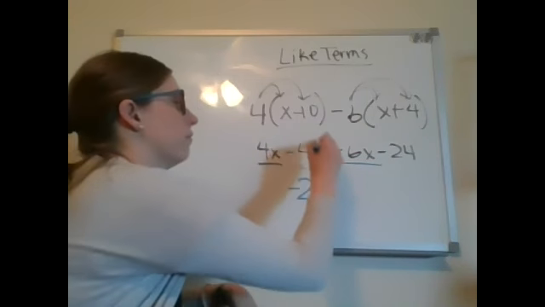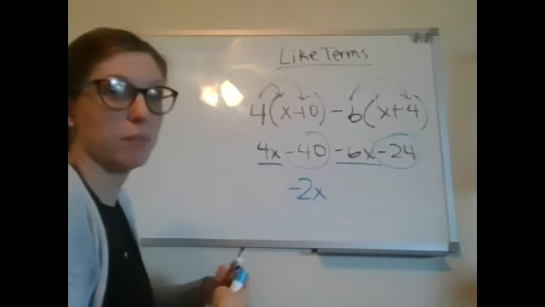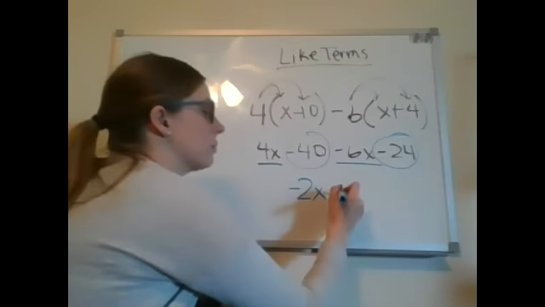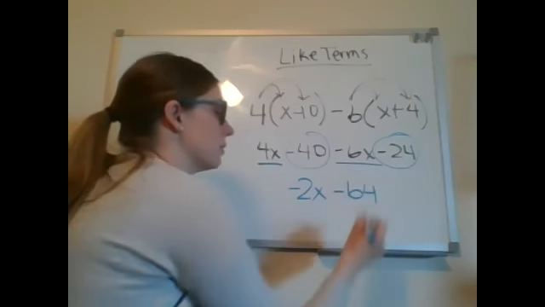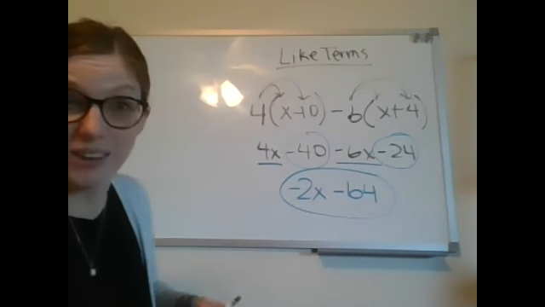And then we have -40 minus 24. So our negative value is going to get bigger. So this is going to be -64. And that, my lovely students, is our answer.